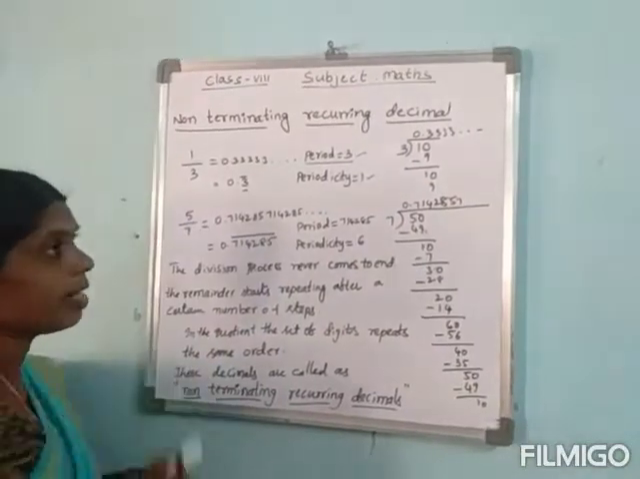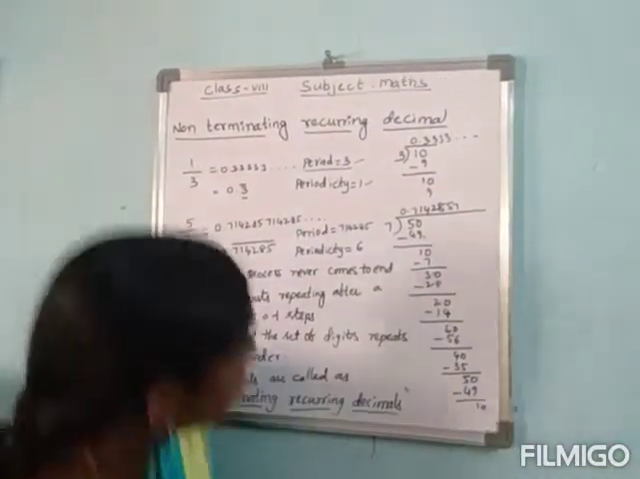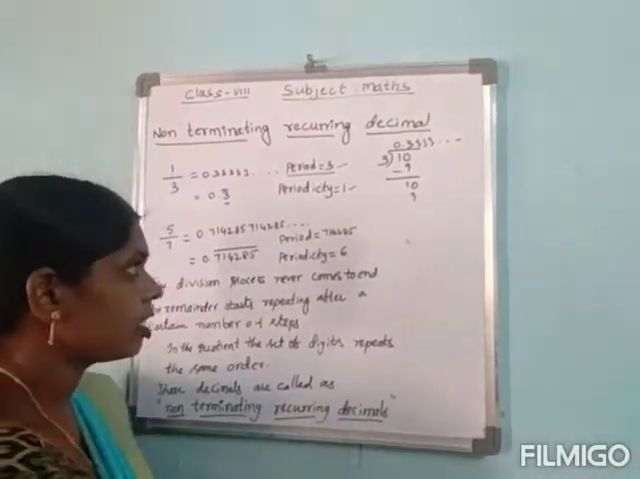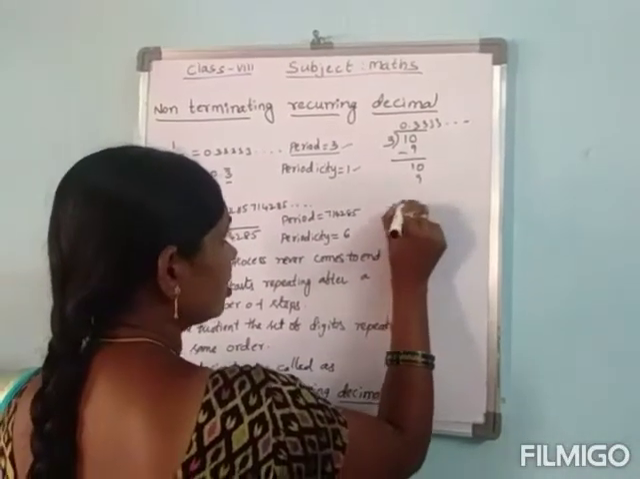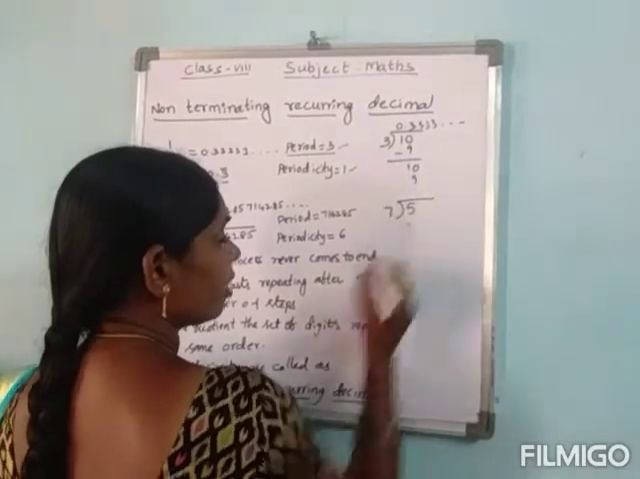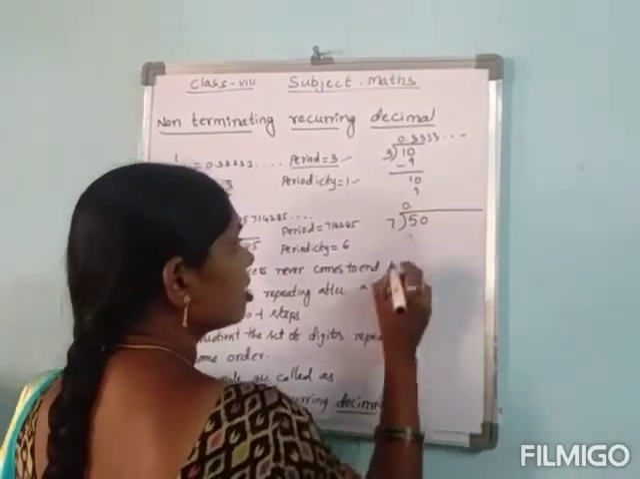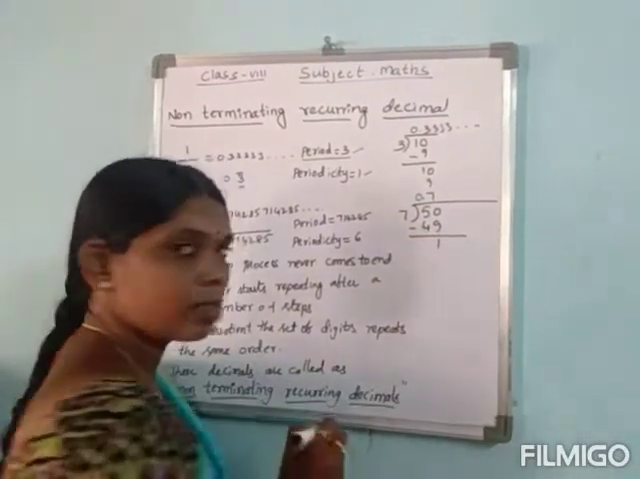I am taking 5 by 7. So see here, 5 by 7. 5 is less than 7, so we are taking the decimal point and 50. So 7 sevens are 49. So the remainder is 1.